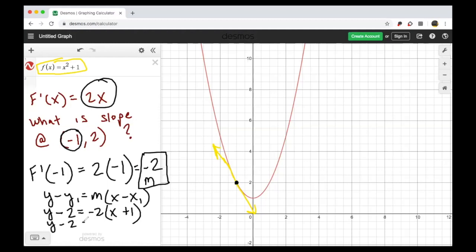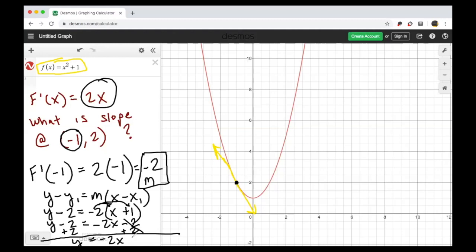y minus 2 is equal to, distribute, negative 2 times x is negative 2x. Negative 2 times 1 is minus 2. We'll add the 2 to both sides. And we have y is equal to negative 2x, and the minus 2 plus 2 cancel. So there is your equation of the tangent line. y is equal to negative 2x.